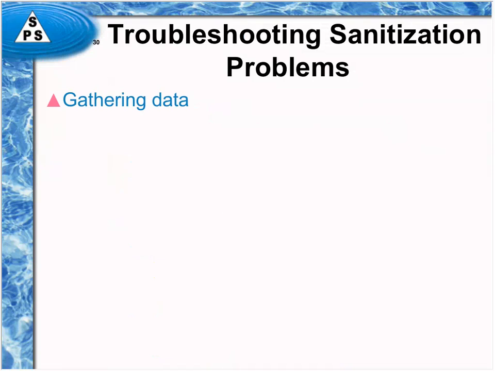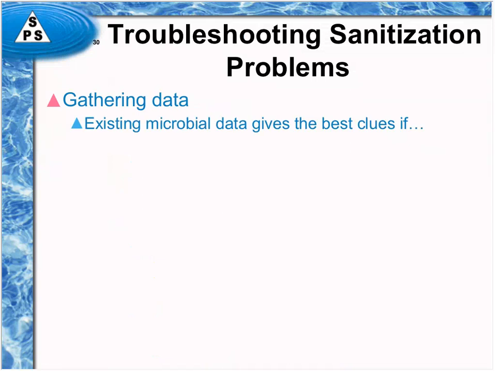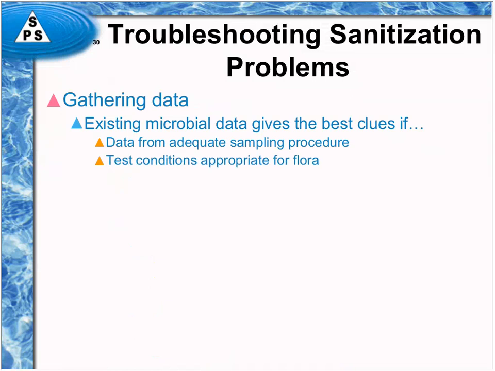I'm starting to run out of time, so I'm going to go quickly through this part, but it's very important that you know about how to troubleshoot sanitization problems. First thing to do is to gather data. If you have existing microbial data on the water system, it gives you clues, but you've got to make sure that the data is representative of an adequate sampling procedure. It's got to represent the test conditions that will allow the flora that's there to grow, which means it's got to be an adequate amount of time, the right kinds of nutrients, right temperatures, and so forth.